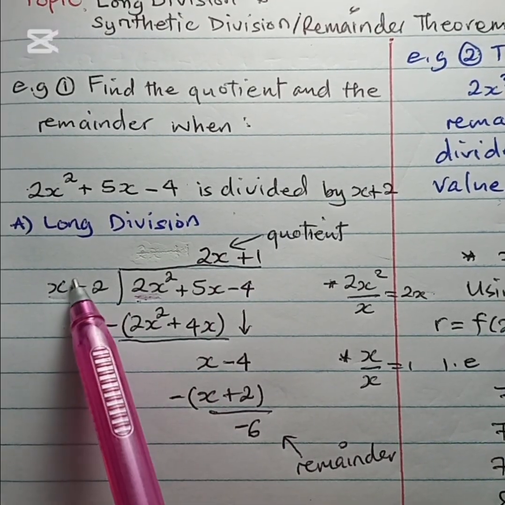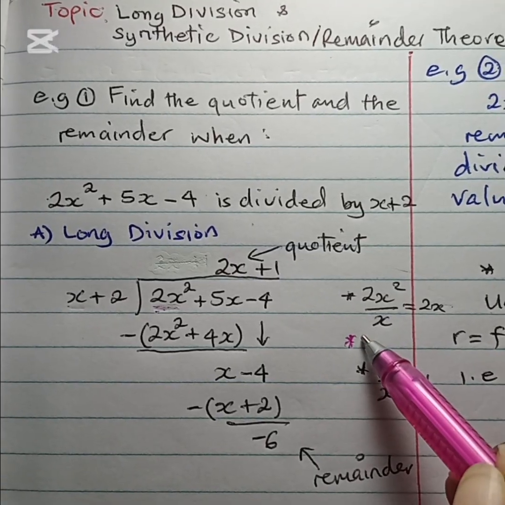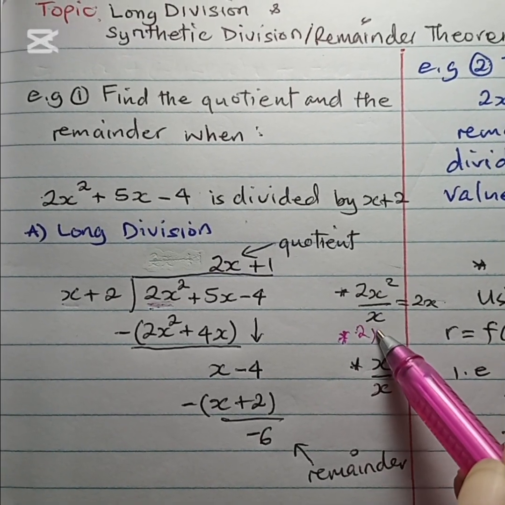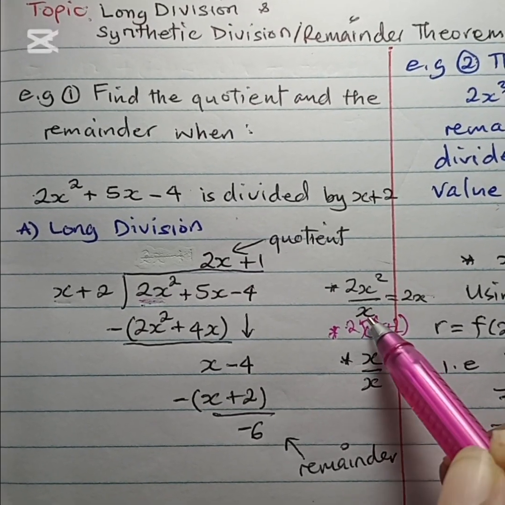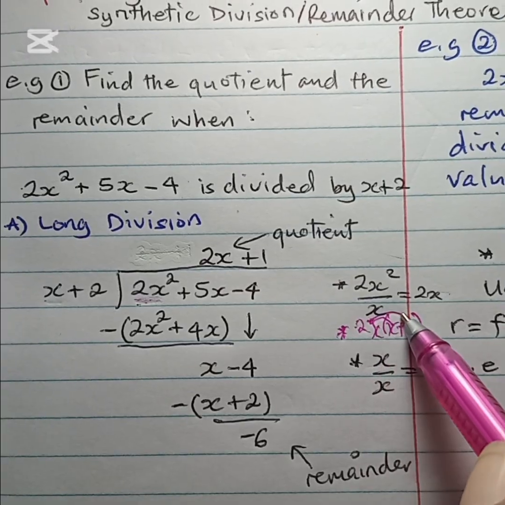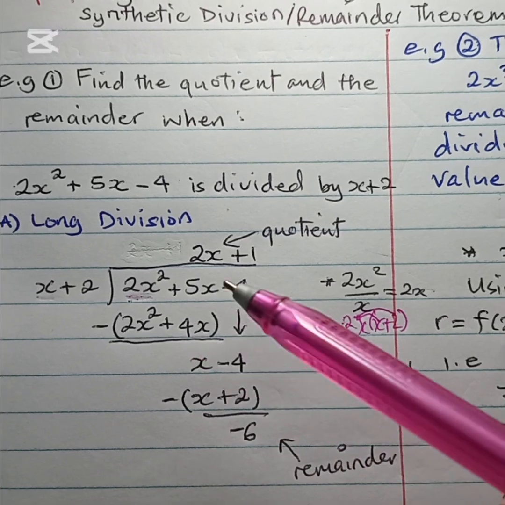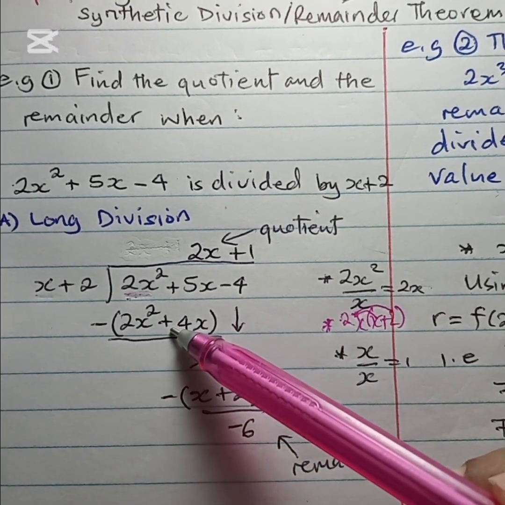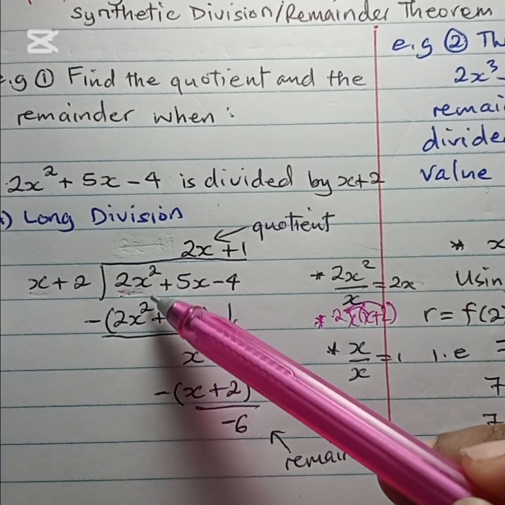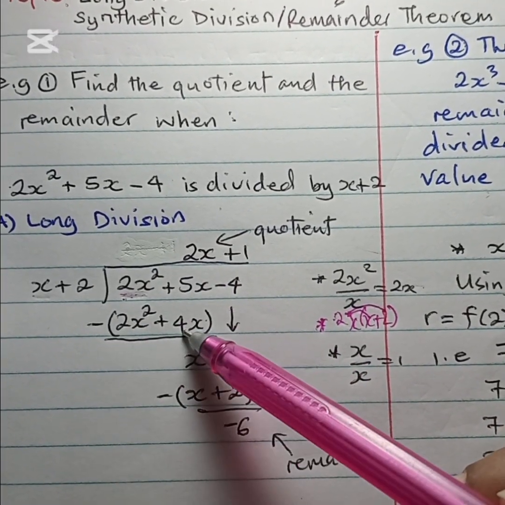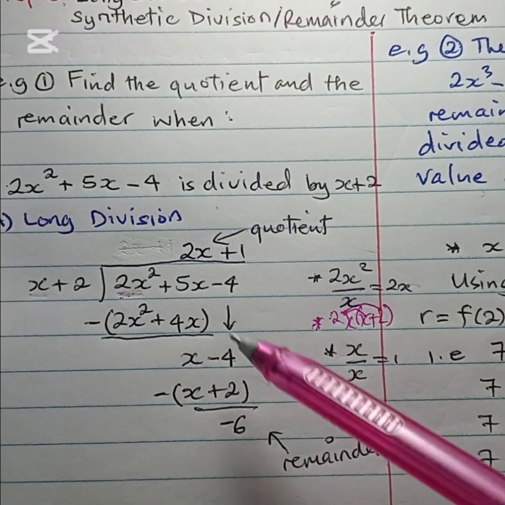2x times x plus 2, just like what we do in normal divisions. 2x times x plus 2 will expand to 2x squared plus 4x. And so we write it down here, 2x squared plus 4x, and we subtract. So 2x squared minus 2x squared is 0, and 5x minus 4x is x. And then we bring down negative 4, and we divide again.